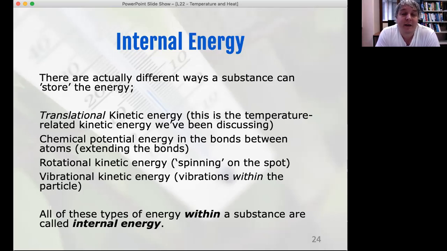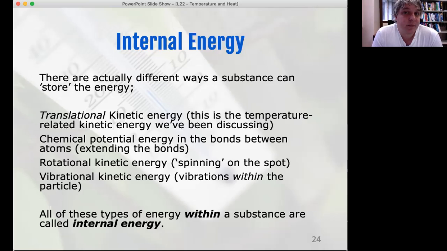The other types are chemical potential energy, which is energy stored in the bonds between the atoms. So that is extending the bonds. In a solid, one atom is held in place next to another atom by a bond. If you give the substance some more energy, then the length of that bond, the average position between the two atoms, might increase. And that's increasing that chemical potential energy.